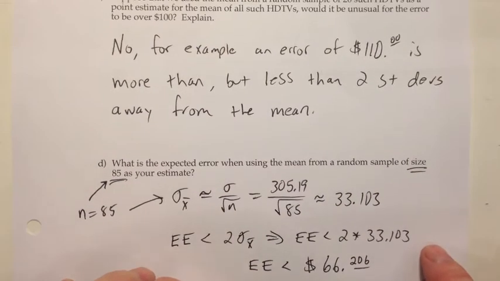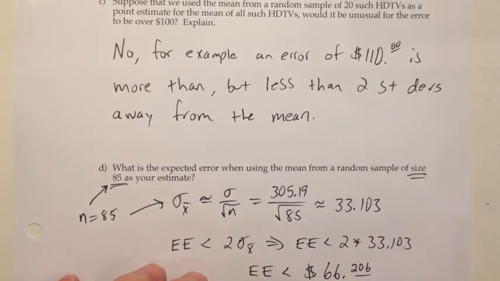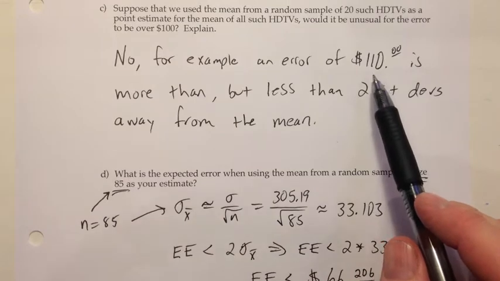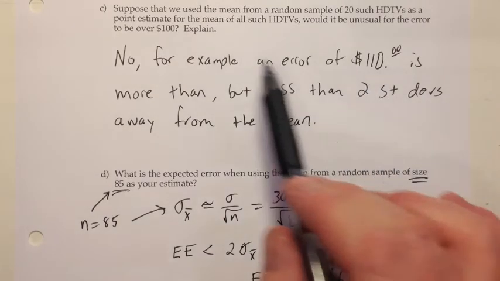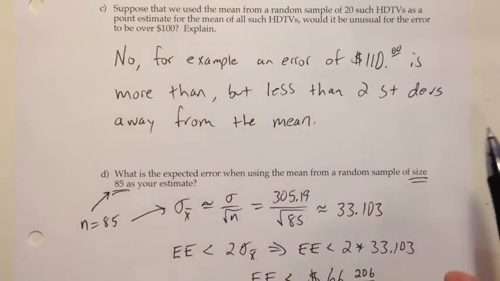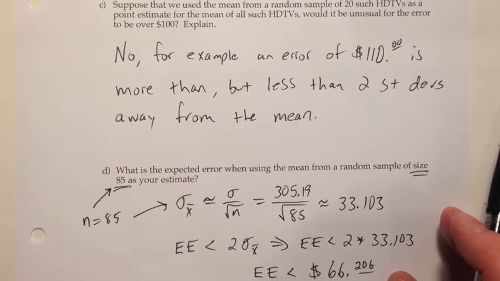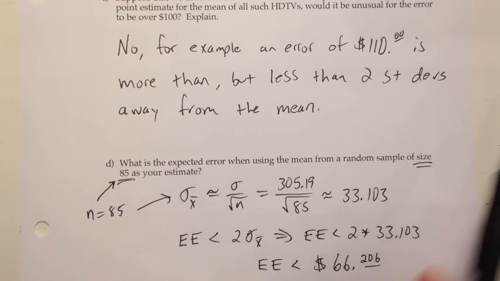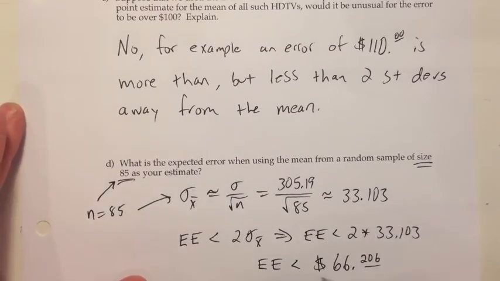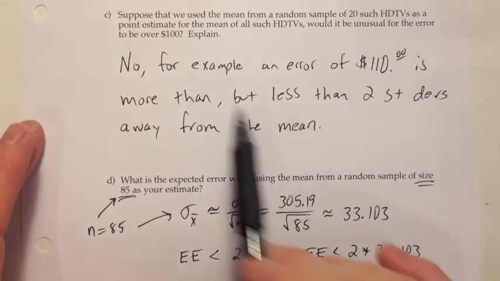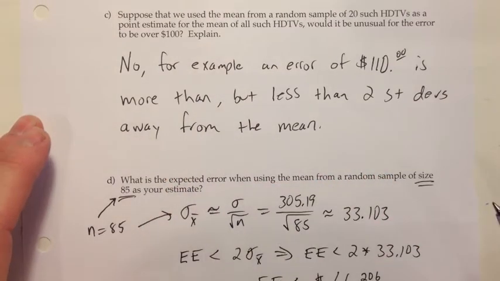So here's the important thing to see. If we use a sample of size 20, it would not be unusual for us to get an error of like $110, and that's more than the 100 that the boss wants, so we don't get paid for that, and that's not even a surprise. But if we did a sample of size 85, then we would expect our error to be less than $66, which would therefore be less than 100, and we would get paid.